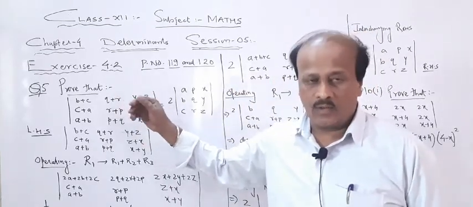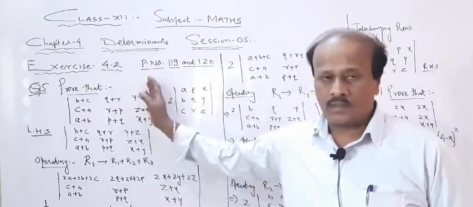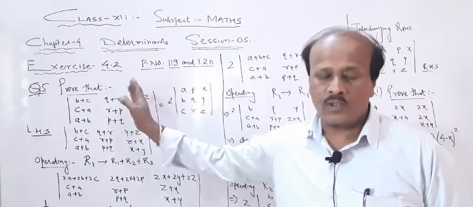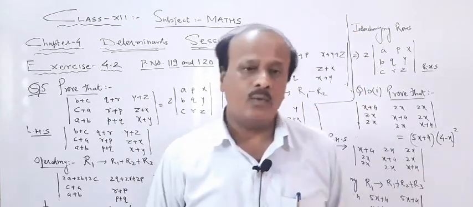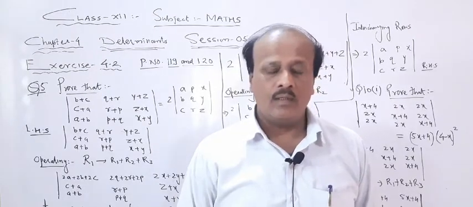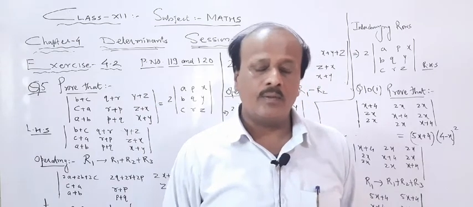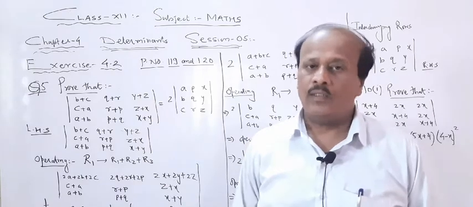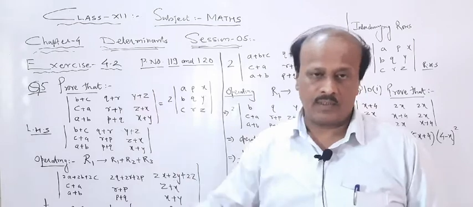We are already in Chapter 4, Determinants, and we started exercise 4.2 and already did two or three easy questions. As per the earlier session, I told you that properties of determinants play a very important role in the calculation of this type of question. So today I am going to tell you two very important questions. Two or three easy questions I already told you in the previous session.